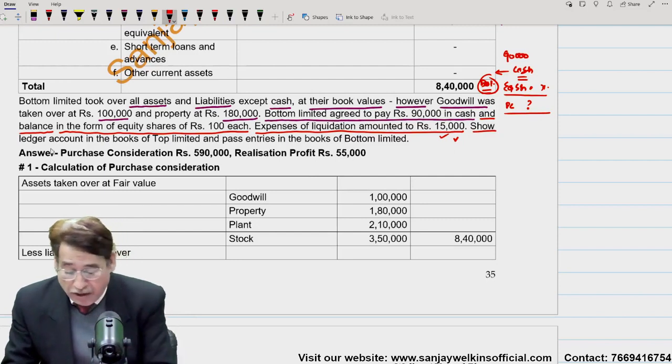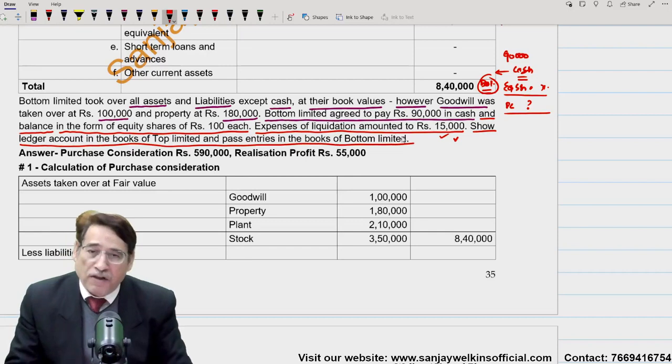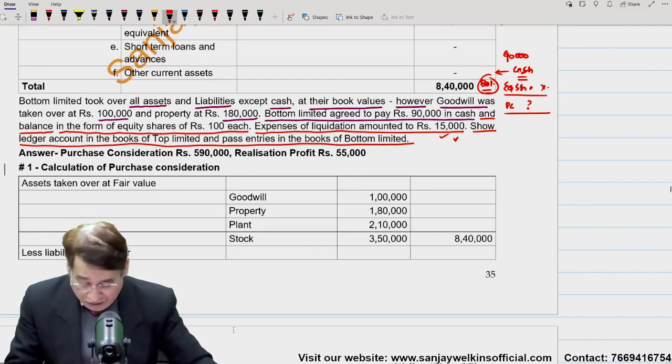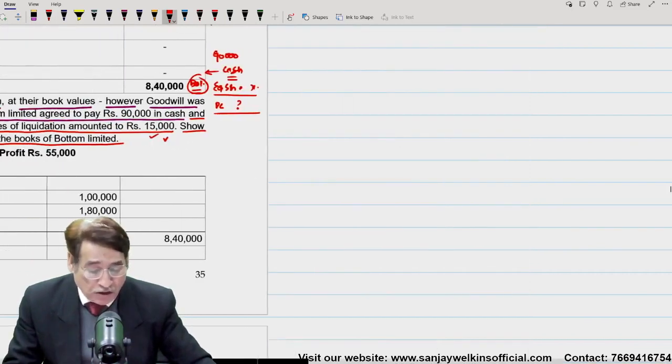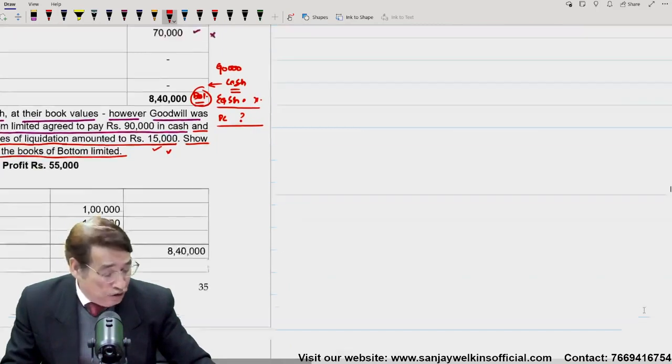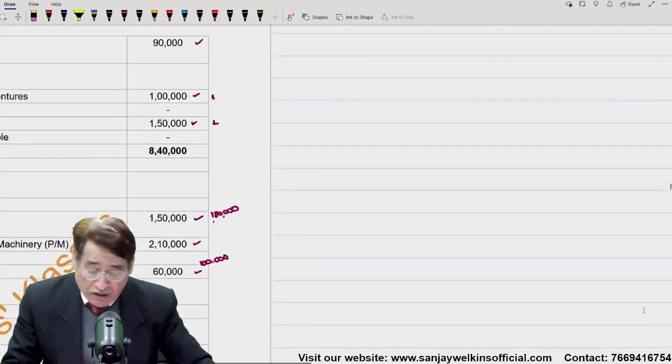Now the question says to show the ledger accounts in the books of Top Limited and pass entries in the books of the purchasing company also. So this is the question. The important point which we need to understand is that in this particular question, we shall have to find out the amount of purchase consideration. Then we will prepare the ledger account in the books of the acquiree company.